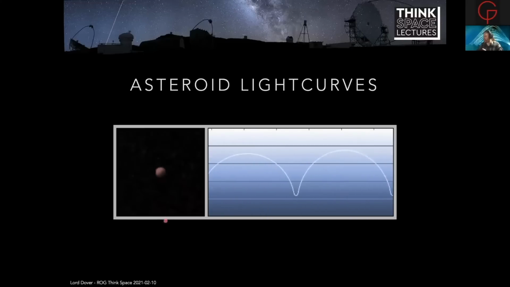And as this asteroid spins and tumbles, the amount of light that it reflects back to the Earth will change because it's presenting a different surface area to us. So here it's reflecting a lot of light, so it's bright. And then we look down the thin axis, it gets fainter. And by looking at these light curves, we can actually get an idea of what shape an asteroid is.